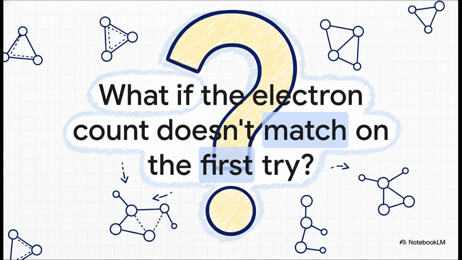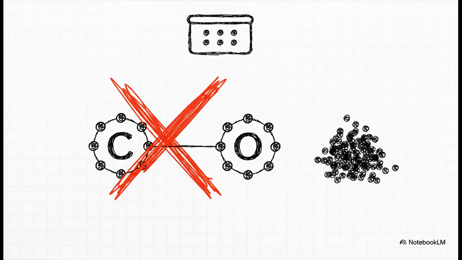But chemistry, it loves to throw a curveball. What do you do when you follow all the rules, but your electron budget just doesn't add up? Case in point, carbon monoxide, CO. Carbon has 4 valence electrons, oxygen has 6. So our budget is 10. Simple, right? Well, if we just try a single bond and then give each atom its full octet to make them happy, we end up using 14 electrons. Whoa, we're 4 over budget. This blueprint is a total bust.